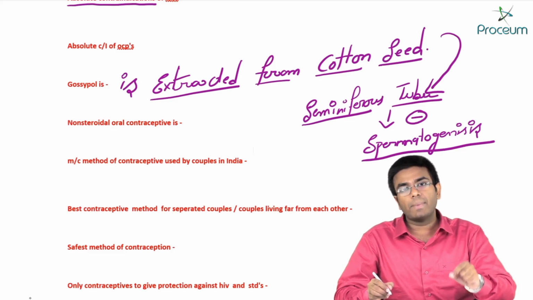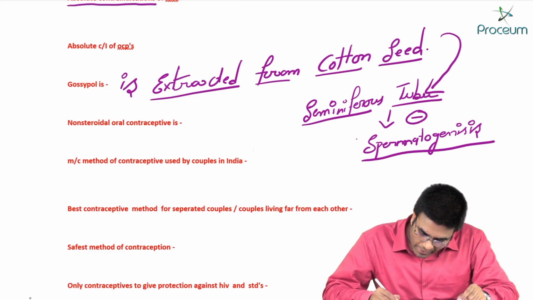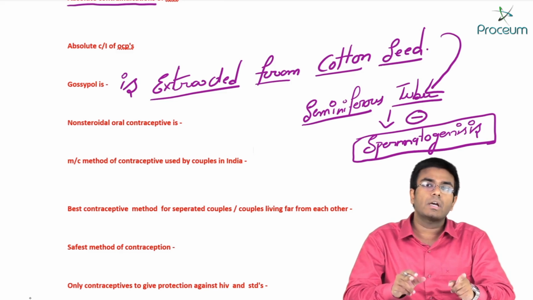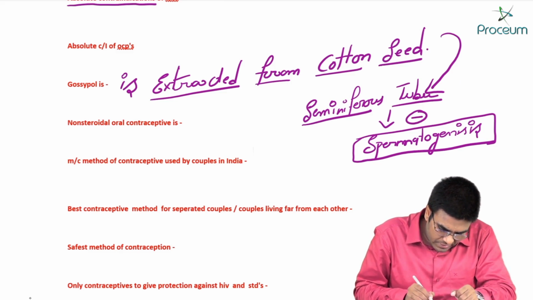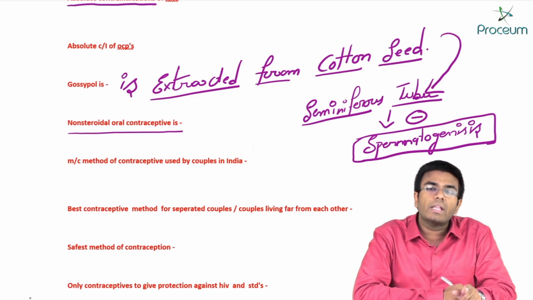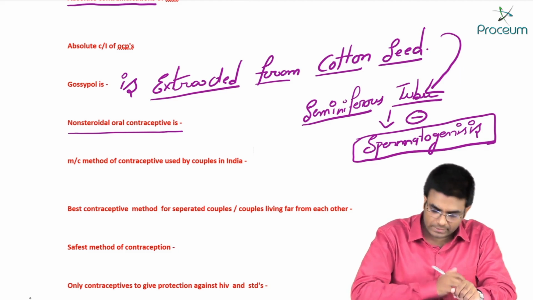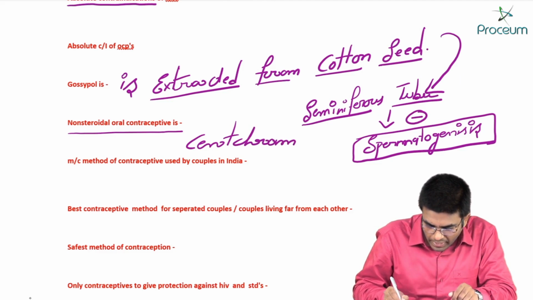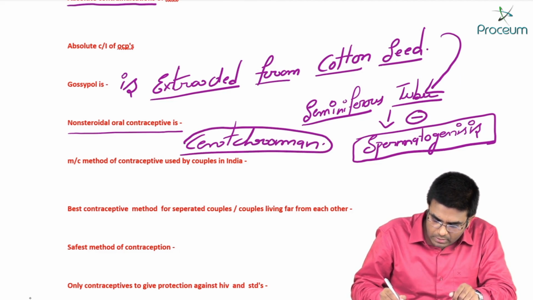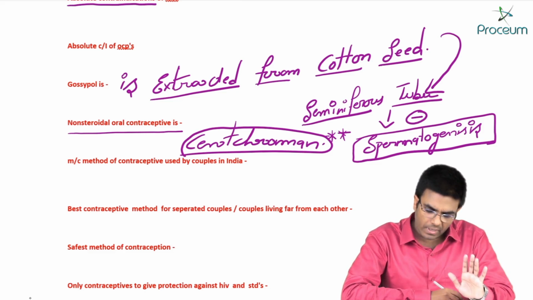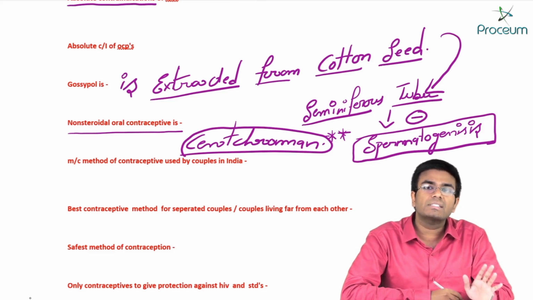So if gossypol is taken by a male, what happens? There is inhibition of spermatogenesis. So if someone asks you, what is a contraceptive drug taken by a male? That is gossypol. Now after this, a non-steroidal oral contraceptive is centchroman. Centchroman is a non-steroidal contraceptive, also known as ormeloxifene.